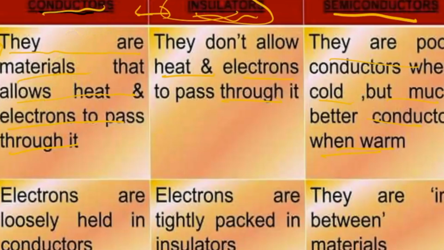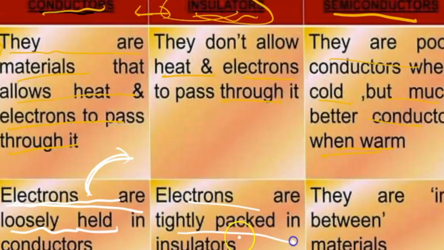Now coming to the second point: in conductors, electrons are loosely held. Electrons easily escape from their shells. That's why electrons are loosely bound, meaning the attraction between the electron and the nucleus is weak. But in an insulator, electrons are tightly packed. In the case of a semiconductor, it is between conductor and insulator.